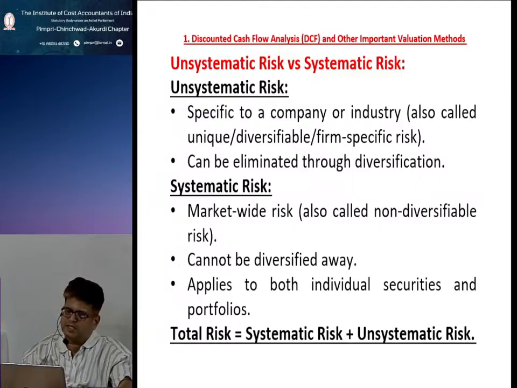Systematic risk typically means market-wide risk, also called non-diversifiable risk, which cannot be diversified away. So risk diversification is not possible in such cases, and it applies to both individual securities and portfolios. Total risk is equal to systematic risk plus unsystematic risk.